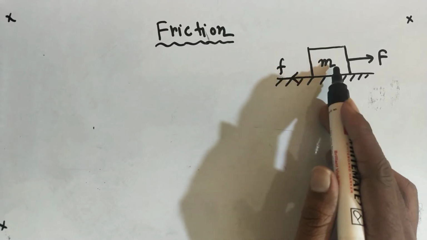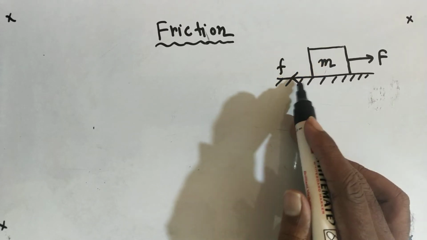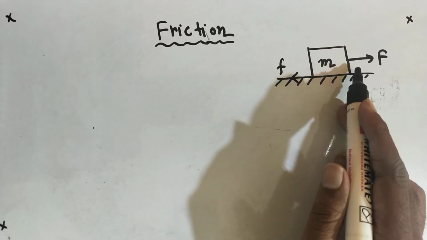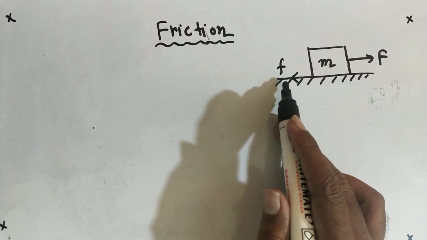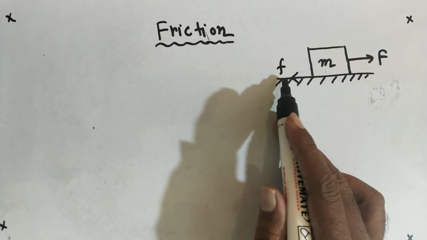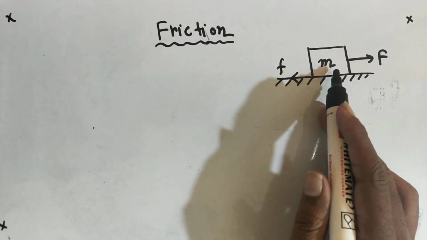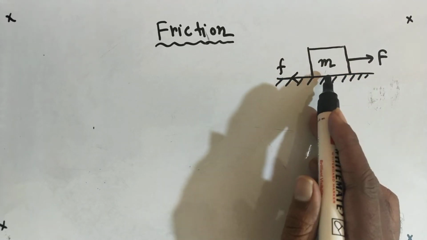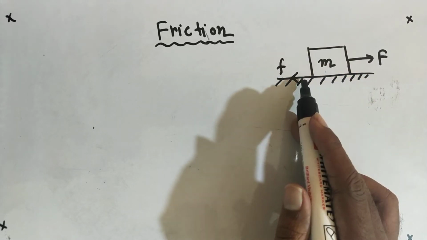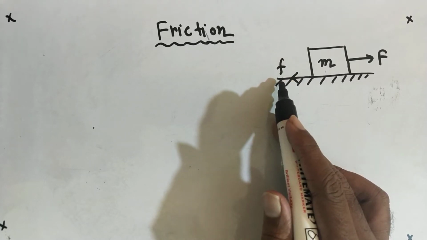So here the relative motion of this mass m with respect to this surface is in the forward direction. So the frictional force arises along the backward direction, because it will always oppose the relative motion of the object. Here the relative motion of the object is in the forward direction, so the frictional force on the block of mass m will arise in the backward direction. And in actual sense, this is also an action-reaction force.